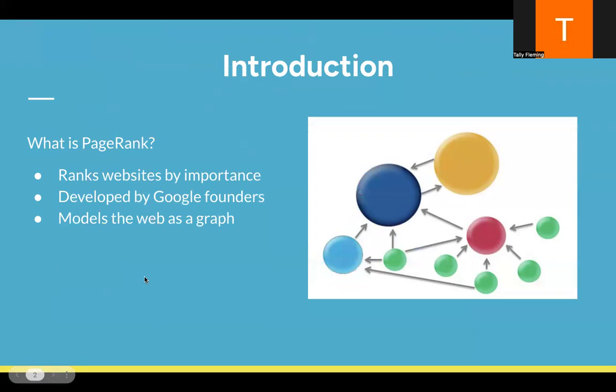rank web pages. PageRank was developed by Google founders and ranks websites by importance. The key idea is a page is important if other important pages link to it. That leads us to a mathematical model based on directed graphs and probability.